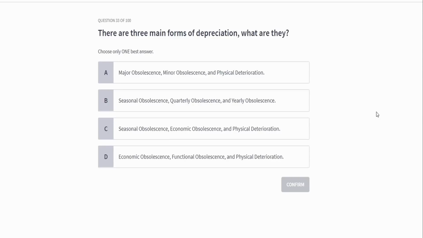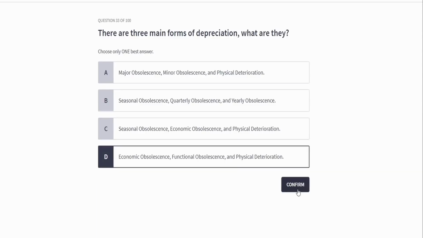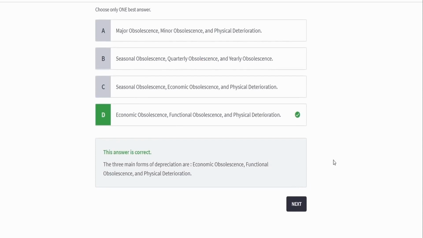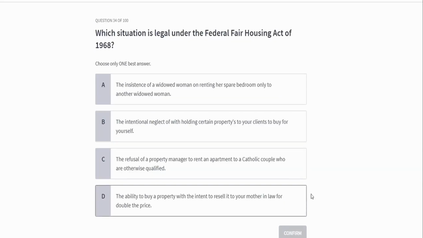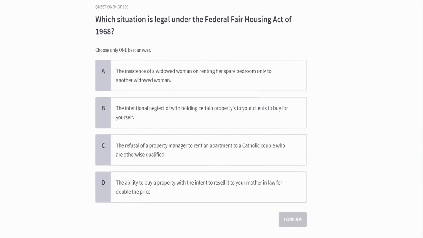Alrighty, so what is our answer for this one? Well, it's going to be our last option. It's going to be D. Economic obsolescence, functional obsolescence, and physical deterioration. Those are the three main forms of depreciation, and I'll leave that one as that because I'm sure the definitions of these are going to come up a little later. So, all right, so 34.